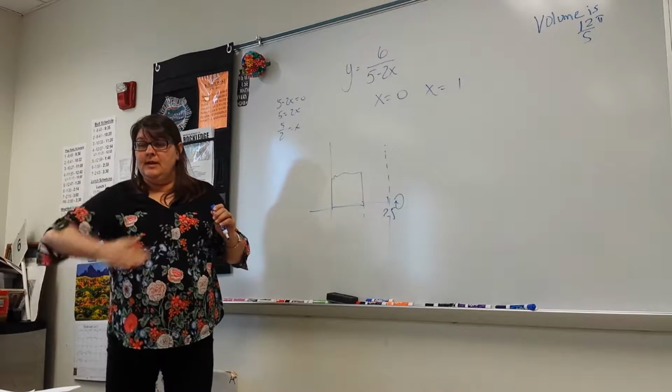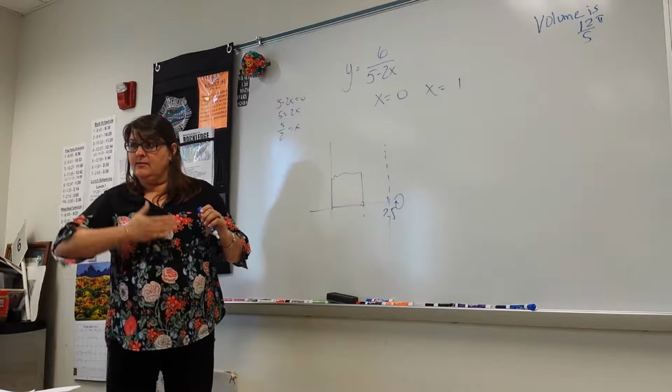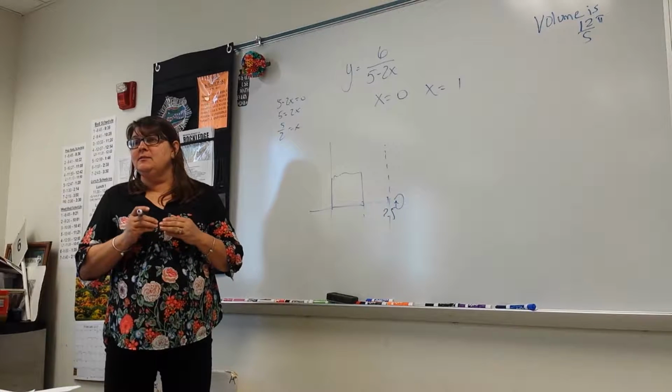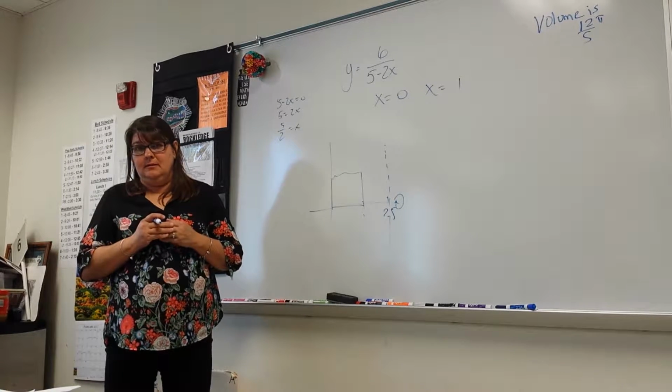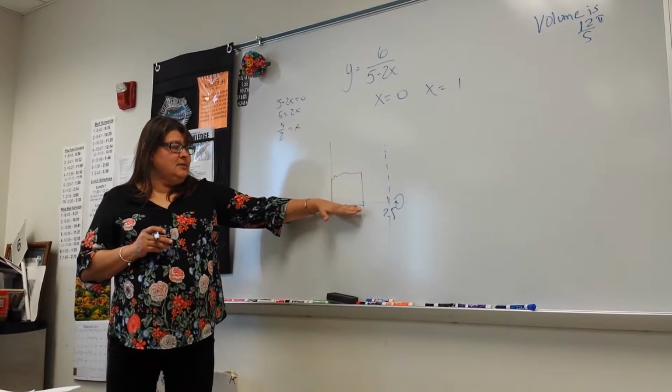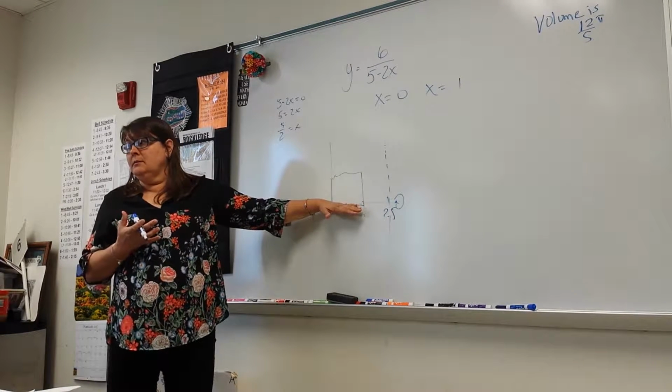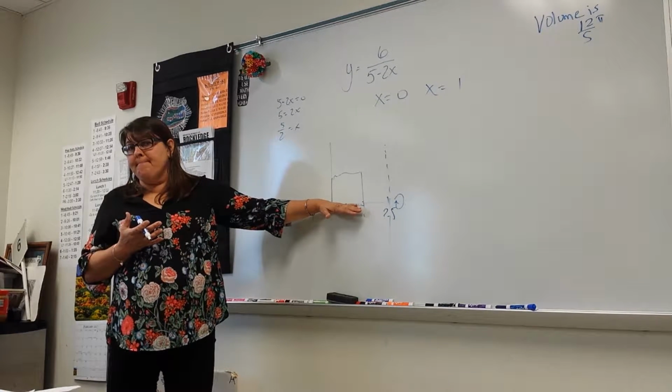Why? Because I'm rotating about the x-axis, right? So the second question I ask myself is, am I attached to the place at which I'm rotating? Yes. So therefore, there's no hole. Does that make sense? So we use the disk method.